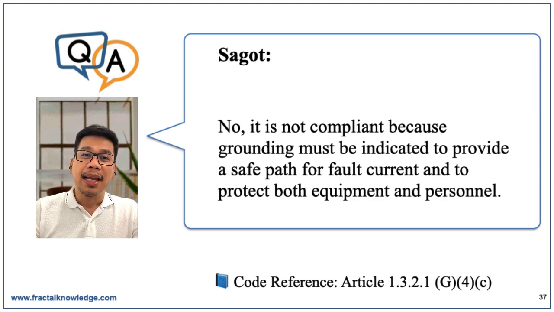For example, in case of fault without grounding, current may pass through equipment or people leading to electric shock or damage. Pag walang grounding, walang protection, delikado sa tao at sa equipment. So ang role natin is to protect life and property. Papaano mo machi-check kung hindi nakalagay sa diagram? Sabi ng code, dapat meron.